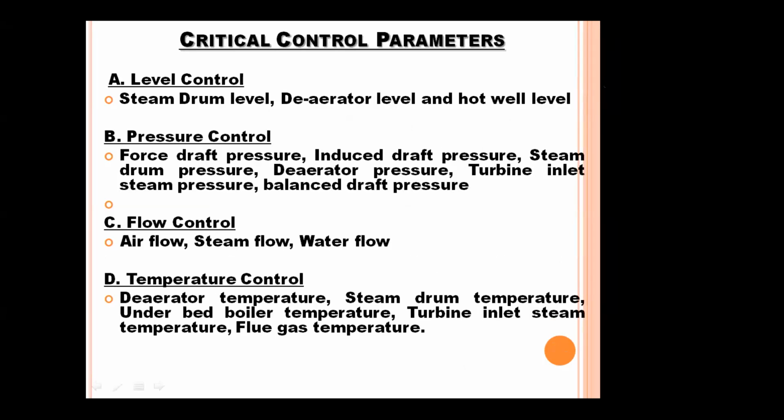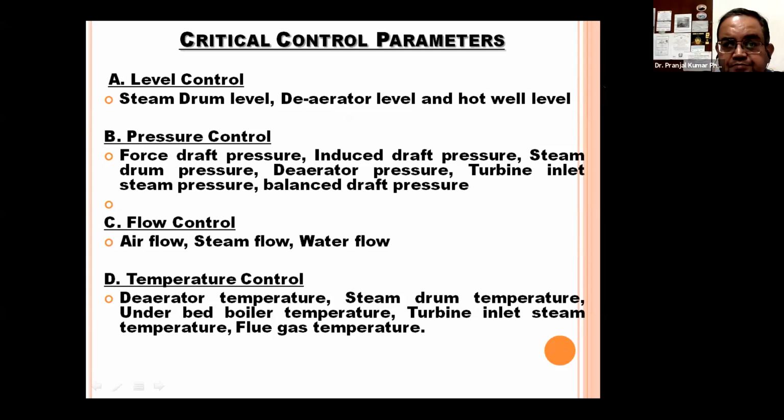Now, what are the critical control parameters? The critical control parameters which I have shown here in the slide: number one is level control, second is pressure control. In level control, you see steam drum level, deaerator level, and hot oil level that we have to control. In pressure control, we can control forced draft pressures, induced draft pressures, steam drum pressures, deaerator pressures, turbine inlet steam pressures, and balanced draft pressures. In flow control, air flow, steam flow, water flow.